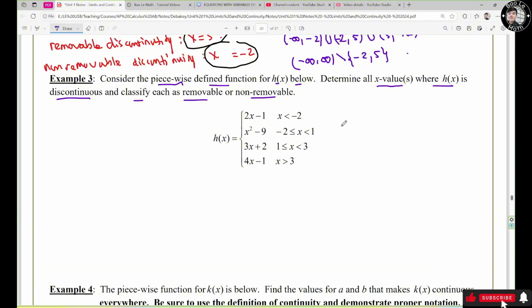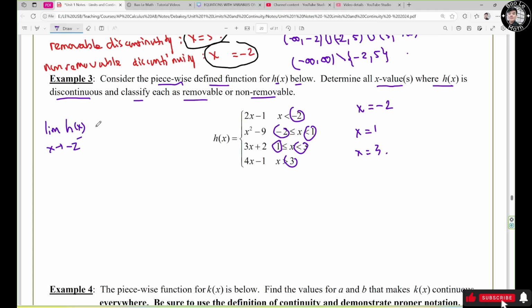Alright, now you need to find the candidates of discontinuity points. The first one is going to be -2, right? So I have s equals -2. The second one is going to be 1 right here, s equals 1. And the third one, 3 right here, s equals 3.